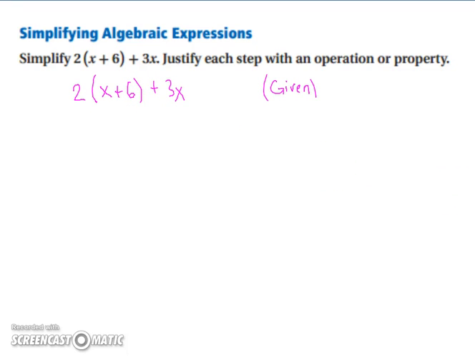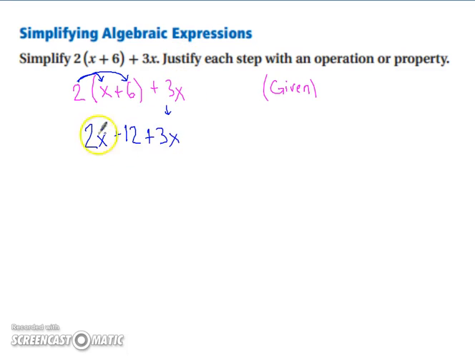Now we want to simplify this. What can we do first? We can't combine what's in parentheses because x and 6 are not like terms. But we have this 2 out here, so we can distribute this 2 to each piece. When you distribute, you multiply, not add. So we have 2 times x, which is 2x, and 2 times 6, which is 12. Just bring down that plus 3x. It's sort of just chilling there.